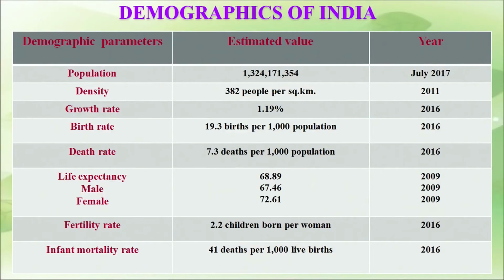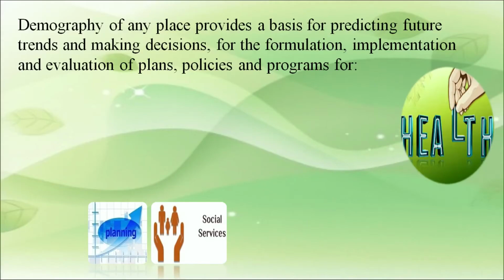This figure shows demography figures of India. It includes population density, growth rate, birth rate, death rate, life expectancy, male and female fertility rate and infant mortality rate. Data related to demography of India is shown in the slide. I have already told you about it. Now come to what demography means. Demography of any place provides a basis for predicting future trends and making decisions for the formulation, implementation and evaluation of plans, policies and programs for health, social service and planning, etc.